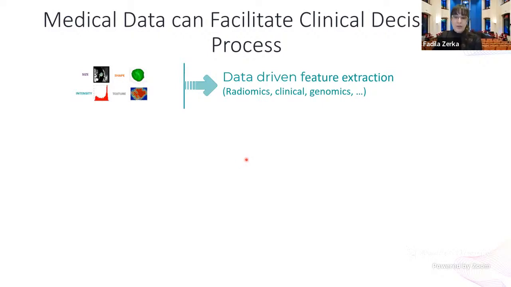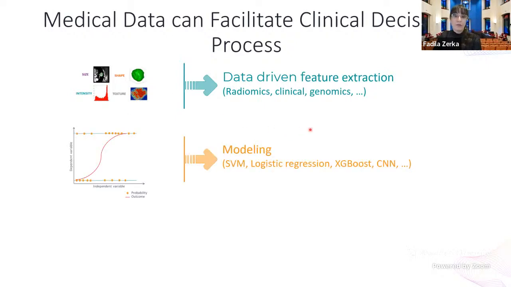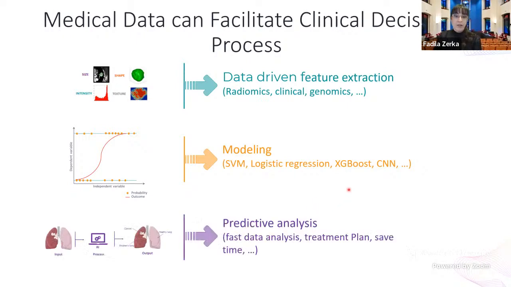To make use of the data, we need first to analyze it by extracting relevant features, such as clinical, genomics, or, for instance, imaging features from which we can extract radiomics features such as shape and others. These features will then be modeled using machine or deep learning algorithms such as SVM, CNNs, and others. After the models have been learned, they are then ready to be used in, for instance, predictive analysis for treatment plans, and also they are really good at saving time because they are fast in performing the predictions.